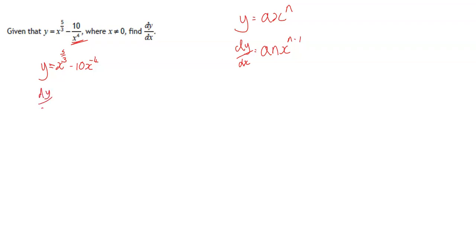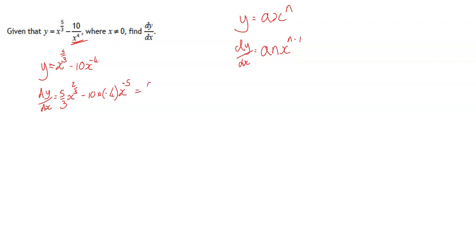So I know then that I'm going to have dy by dx is equal, so bring the power down, 5/3 x, and then reduce the power by 1 to the 2/3. So then going to be take away 10 times, again, bring the power down, negative 4 x, and reduce the power by 1 to the negative 5. Then I just have to simplify and make it look a bit neater.